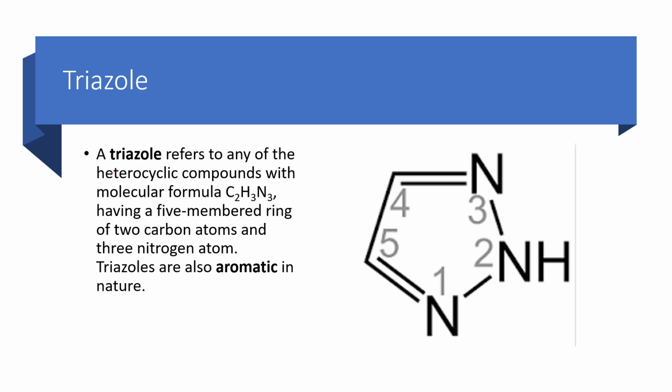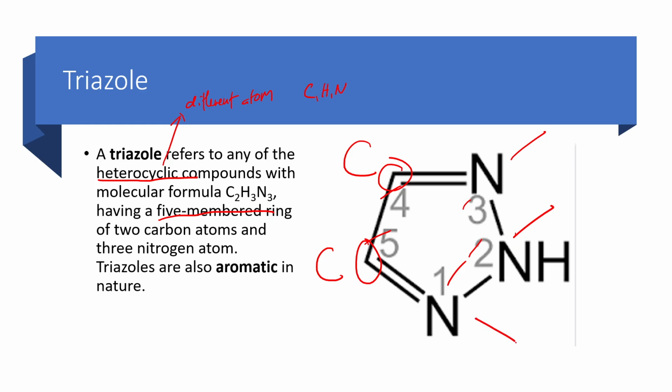the description. It is a heterocyclic compound, so it means it is made out of different atoms. So in this case, C, H, and N. So it qualifies as a heterocyclic compound. Next, it is made out of 5 members. So you can see it's a pentagon shaped structure. So you have 1, 2, 3, 4, 5. There are 2 carbon atoms and there are 3 nitrogen atoms.